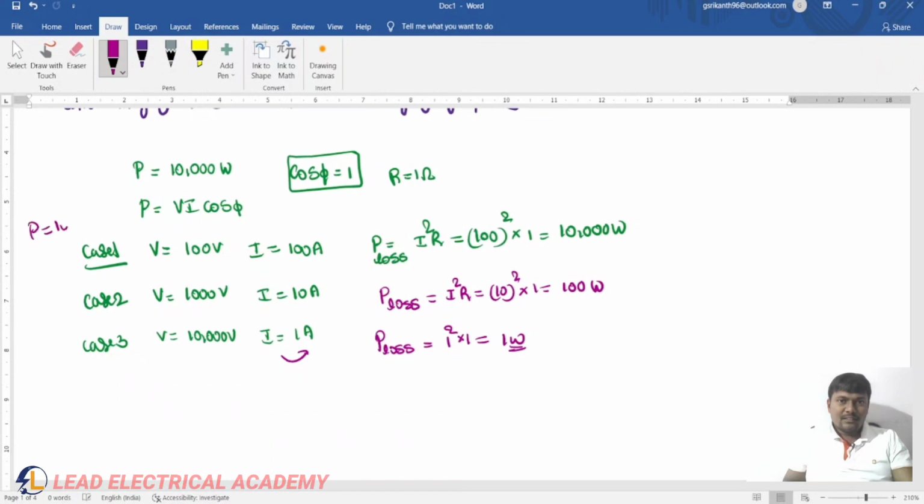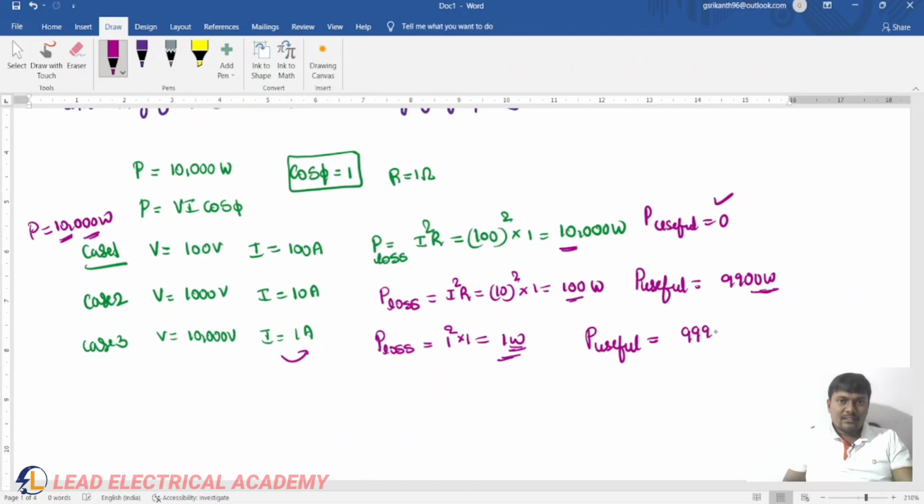See, I want to transfer 10,000 watts and the whole 10,000 is loss. The useful power is 0 in the first case. In the second case, what is the useful power? Out of 10,000 watts, only 100 watts is the loss. That means 9,900 watts is the useful power. Coming to the third case, only 1 watt is the loss, that is 9,999 watts is the useful power. Tell me, students, which one is the best, case 1 or case 3? Obviously case 3 is best. If the loss is minimum, then the utilization is maximum.